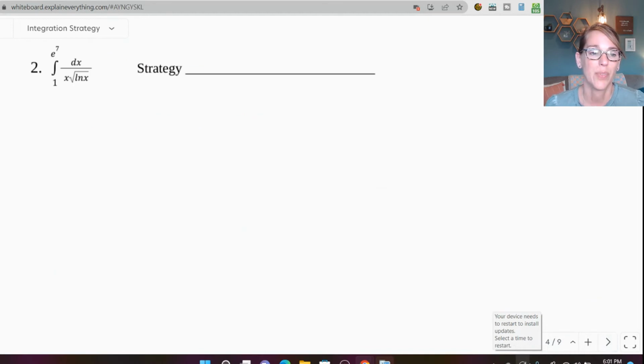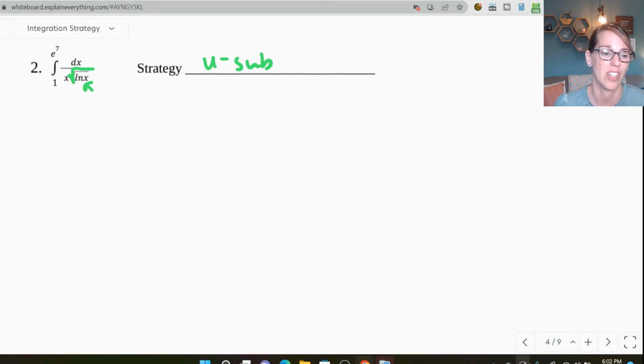Next one, I've got this dx over x natural log of x. Now, what I'm really focusing in on here are the layers, and I've got a square root symbol here, and then inside I have the natural log of x. And this is going to cause me to use a u-sub. U-sub is always a great first attempt before you get into some of those other strategies. Let's go ahead and attempt the u-sub, and I think we've already done it actually, so we know it works.